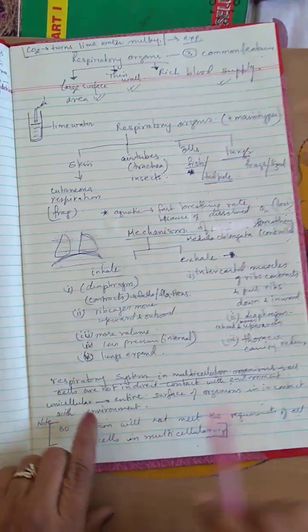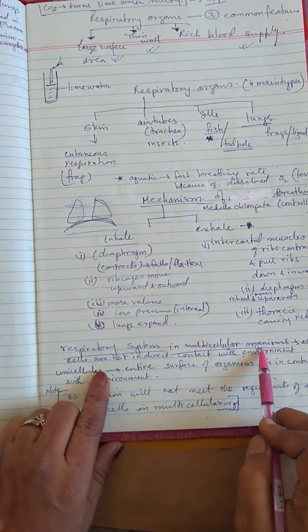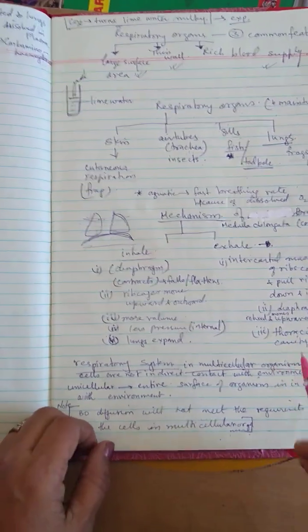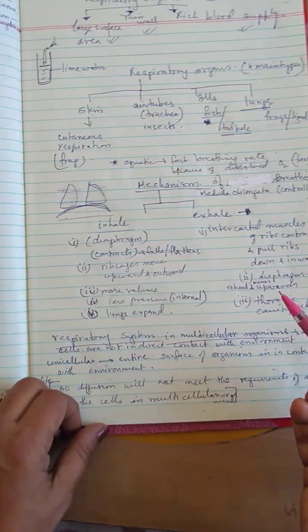Okay. Now, the respiratory system in a multicellular organism is required. Why? Because in a unicellular organism, the entire body is in contact with the environment.